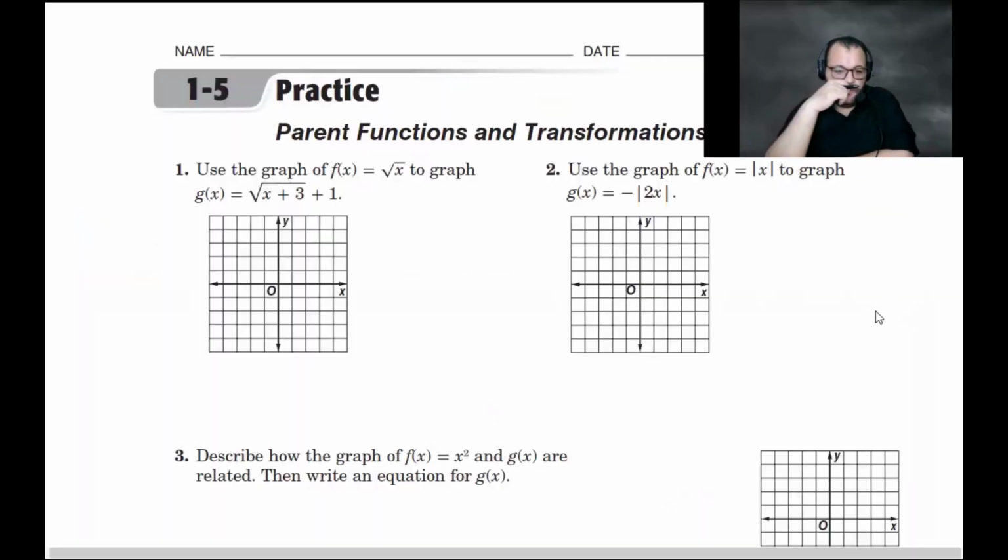Can you see the screen now? Yes. Okay, solve question number 1 and 2, send it to me. Solve question number 1 and number 2 and send it to me.